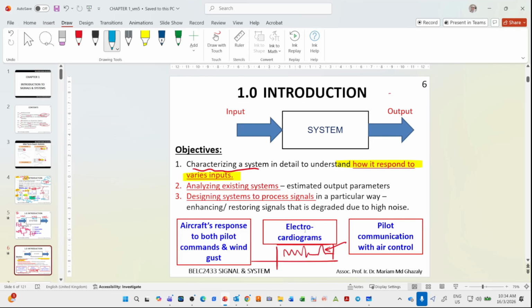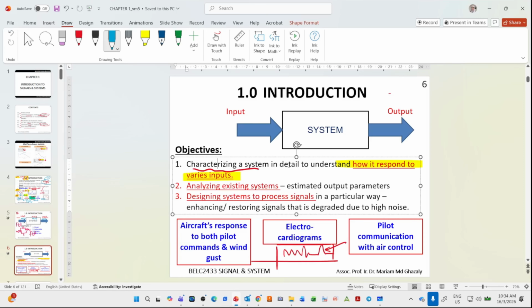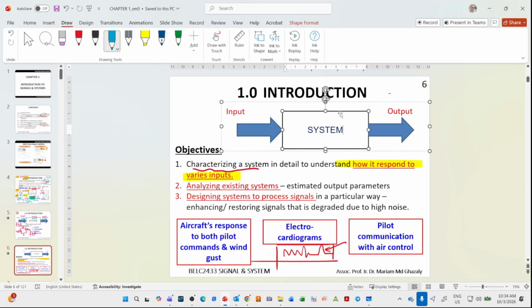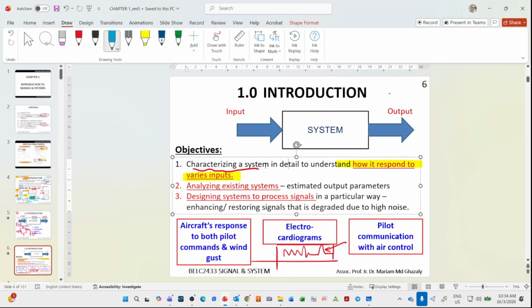So what are the objectives? Why are you learning about systems? The first one is that you want to characterize a system in detail. Basically, you might not know what the system is, or what the transfer function of the system is. So you want to characterize the system to understand how it responds to various inputs.